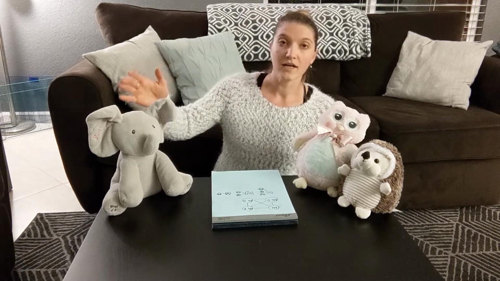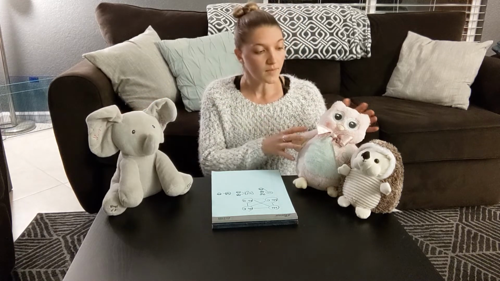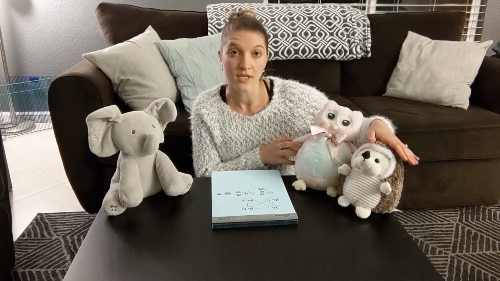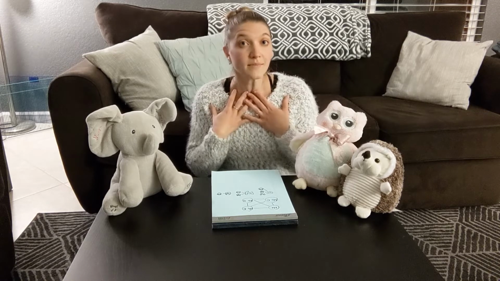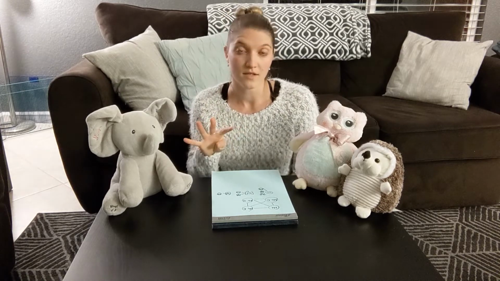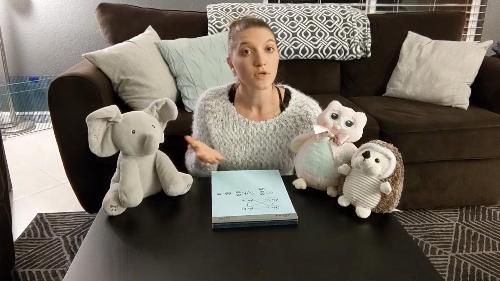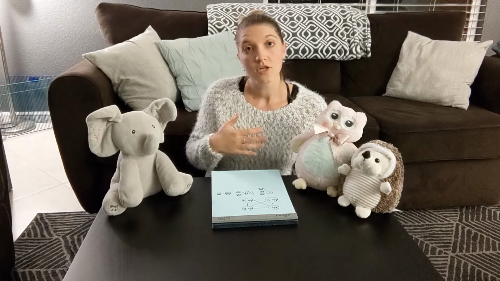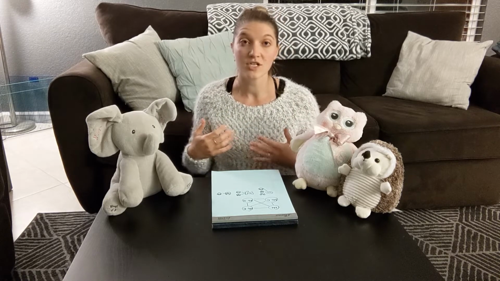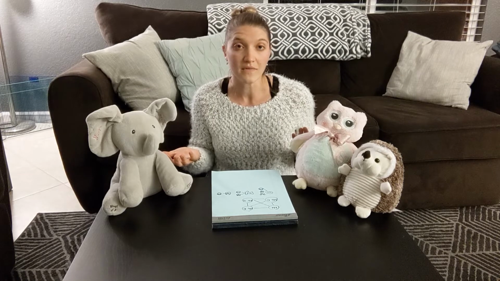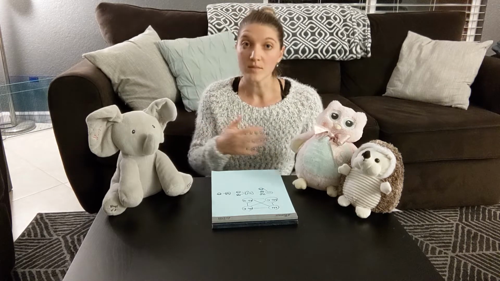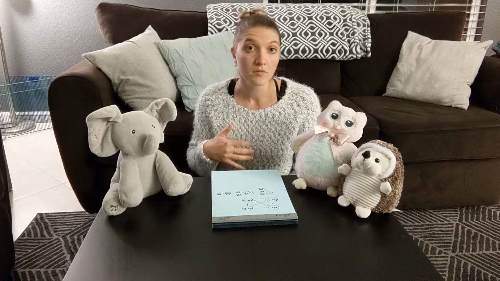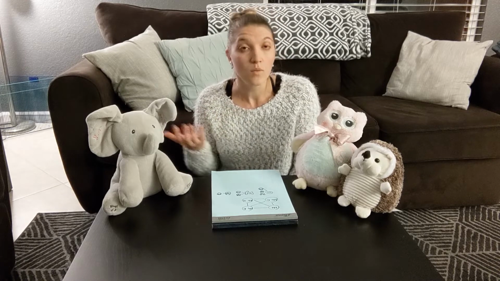So I have Miss Elephant here, Miss Owl, and Mr. Hedgehog. So, plus me, that's 4 people in this room. Now, before you go on, ask your child to predict how many handshakes do you think there's going to be? Is it going to be the same as the number of people in the room? More? Less? Why?